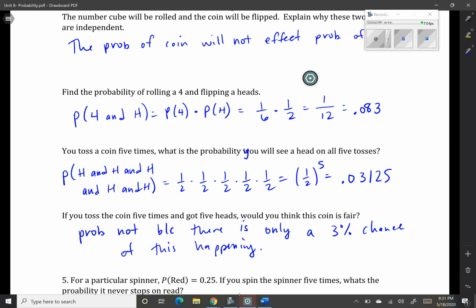For right now, I'm just asking you to think. If I said that there's a 3% chance of happening, would you think that that's likely or not likely to happen? I would say it's probably not likely to happen. Could it happen? Sure. Chances are it probably won't, though.